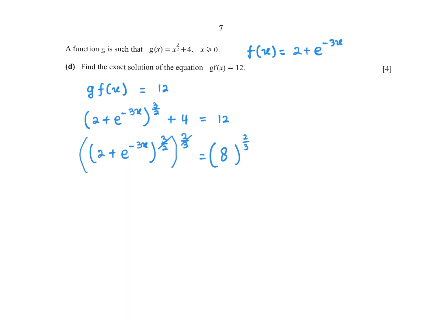So this times this is equal to 1. So my left-hand side now is only 2 plus e to the powers of negative 3x. While my right-hand side, I can change 8 into 2 to the powers of 3, and powers again of 2 over 3 is 2 to the powers of 2, which is equal to 4. So subtract 2 both sides, e to the powers of negative 3x is equal to 2. I put ln both sides, so negative 3x is equal to ln 2. That makes x equal to ln 2 divided by negative 3.